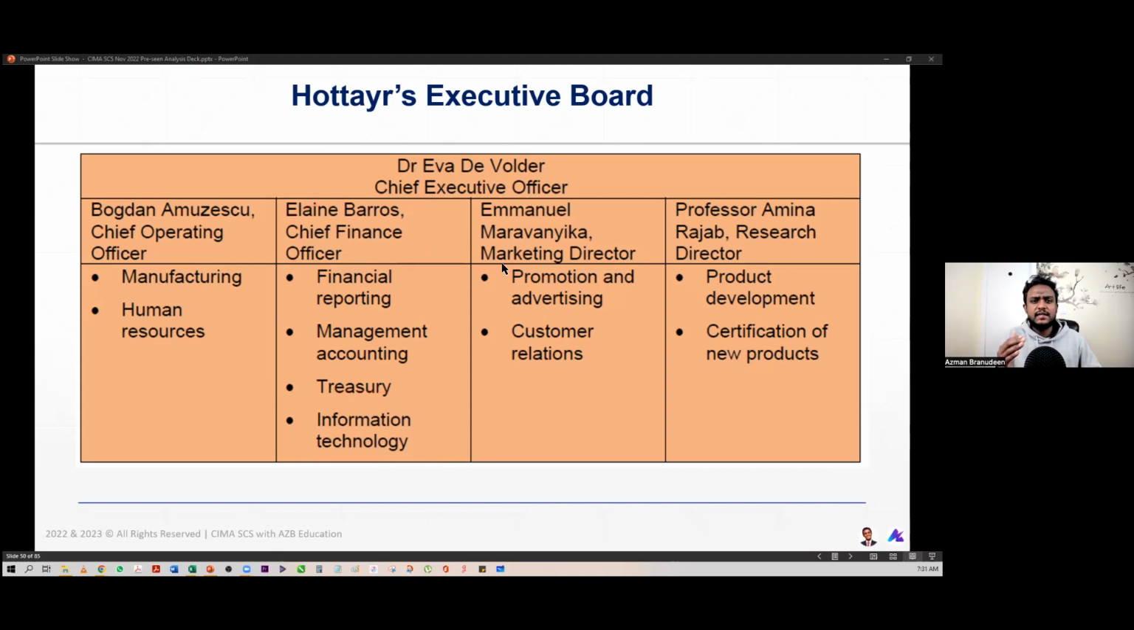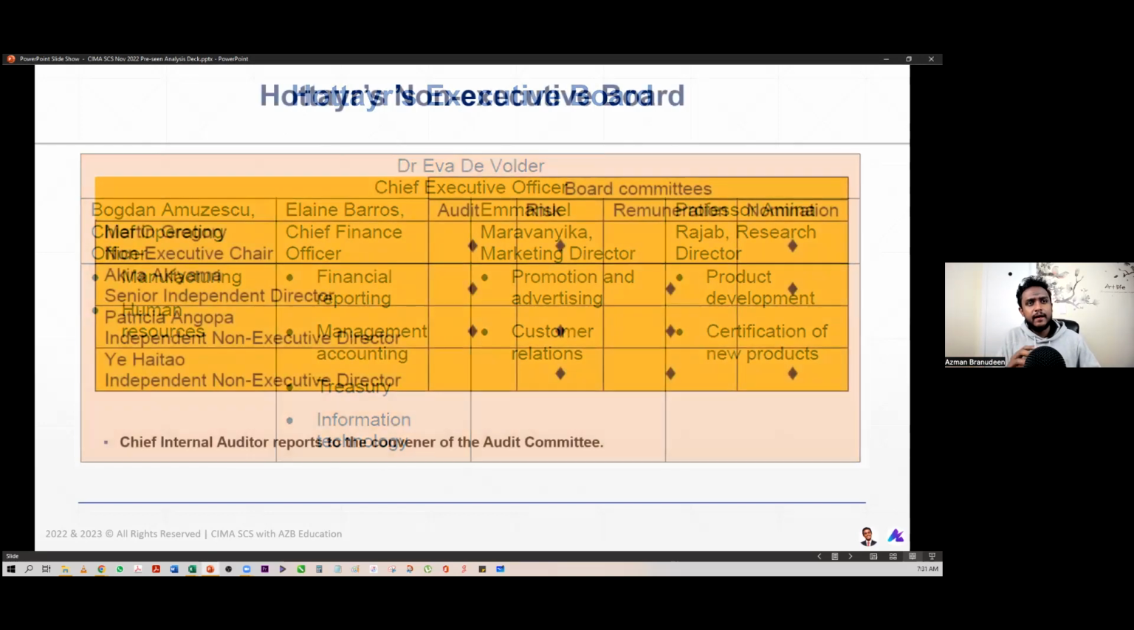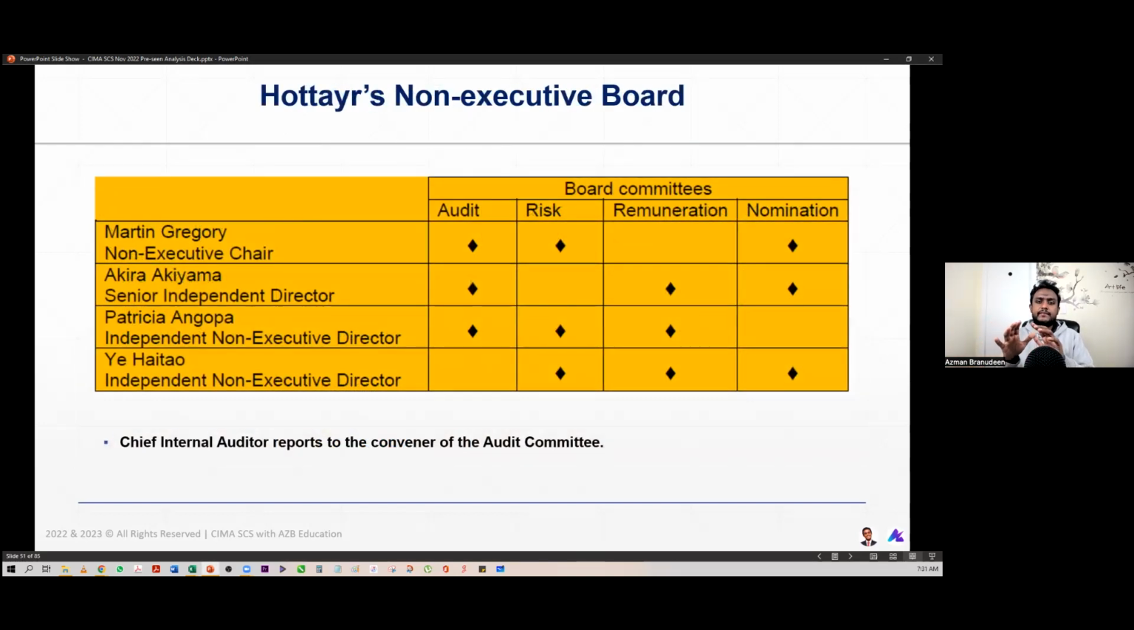However, otherwise, they seem to be very experienced. The descriptions and their basic backgrounds are given in your pre-read, so you can take a look at it. Further, if you look at the non-executive committee, again, there's one thing.